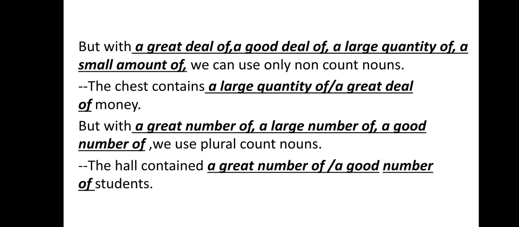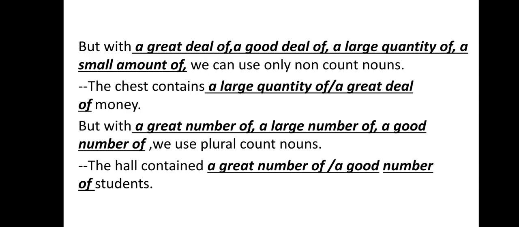But with this group of words like a great deal of, a good deal of, a large quantity of, a small amount of, we can use only non-count nouns. It means we can use only non-countable nouns after these group of words. For example, the chest contains a large quantity of or a great deal of money. So we can see that a large quantity of or a great deal of both have been used before a non countable noun, that is money.